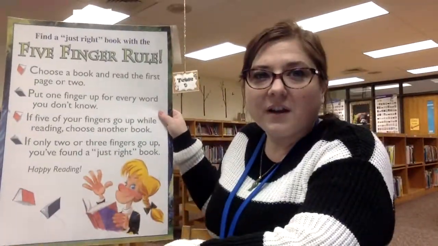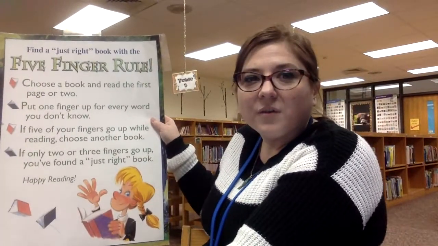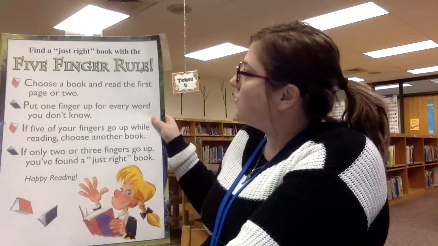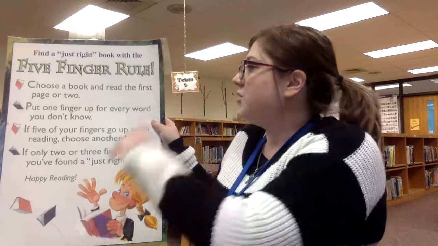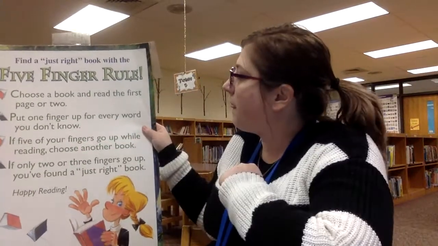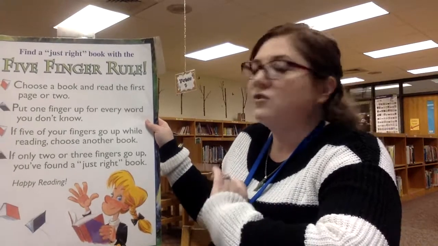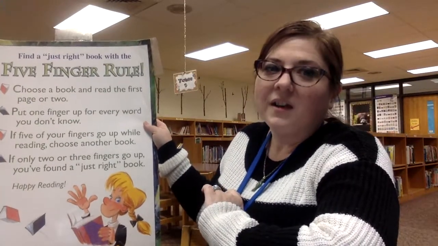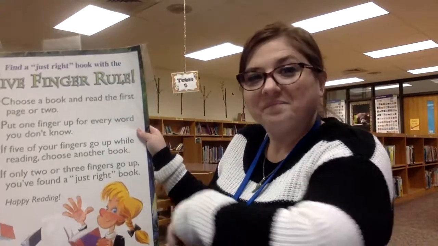which hangs in the library here, but to remember to find a just right book with your 5-finger rule. You choose a book and read the first page or two. You put 1 finger up for every word you don't know. If 5 of your fingers go up while reading, choose another book. If only 2 or 3 fingers go up, you found a just right book.